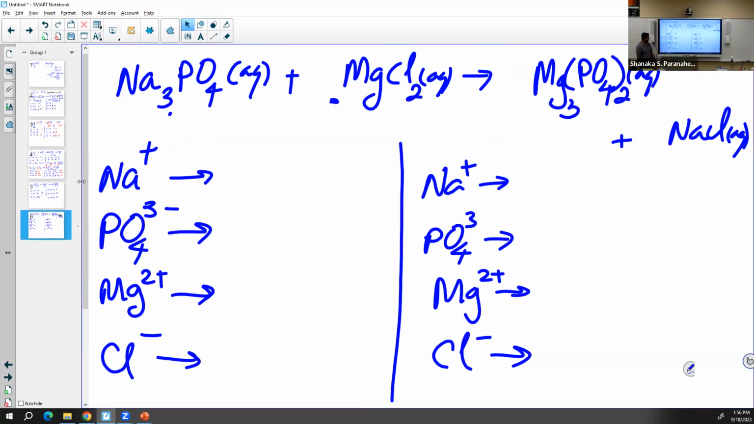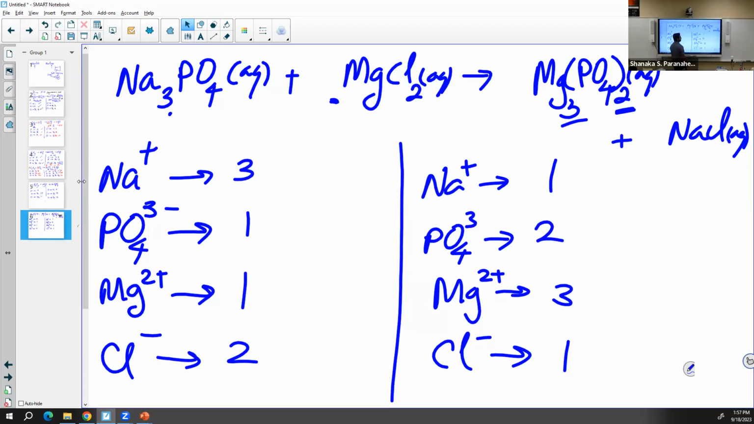That's the most complicated one. So, sorry, let's count the number of ions. There are 3 sodium ions, 1 phosphate, 1 magnesium, and 2 chloride ions. Product side: sodium chloride, 1 sodium, 1 chloride. Magnesium phosphate, 3 magnesium, and the number of polyatomic groups is going to be the number outside of the parentheses. Okay, so that's the count.